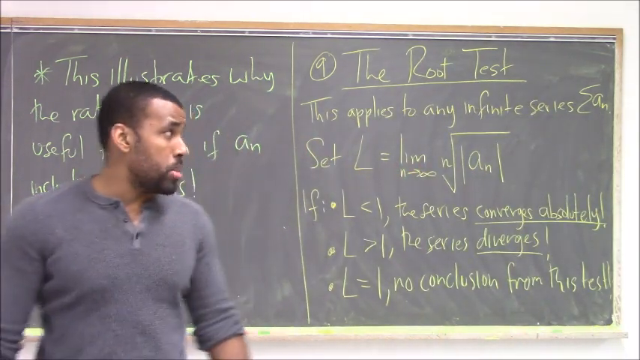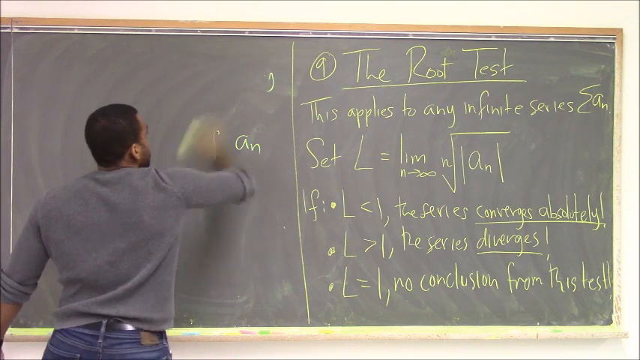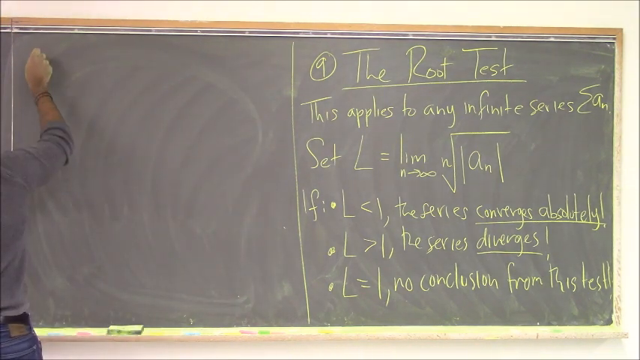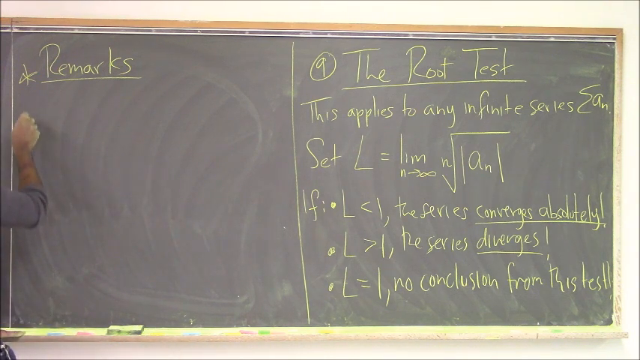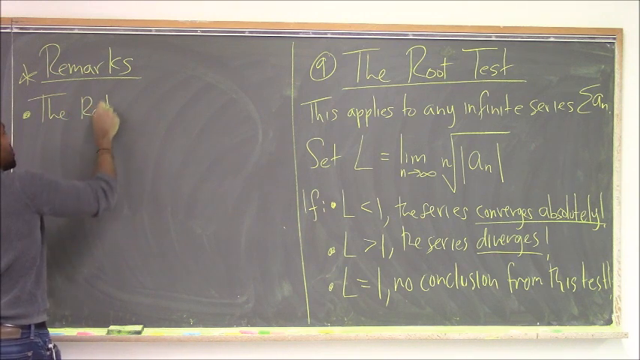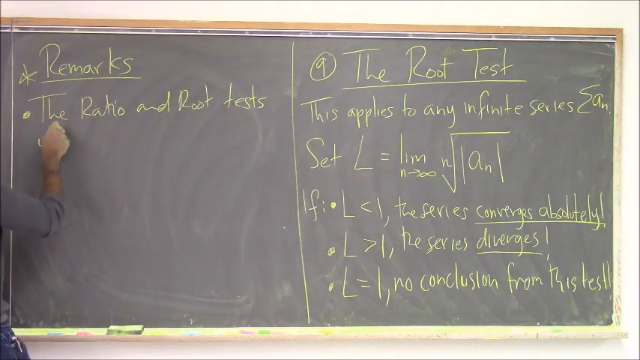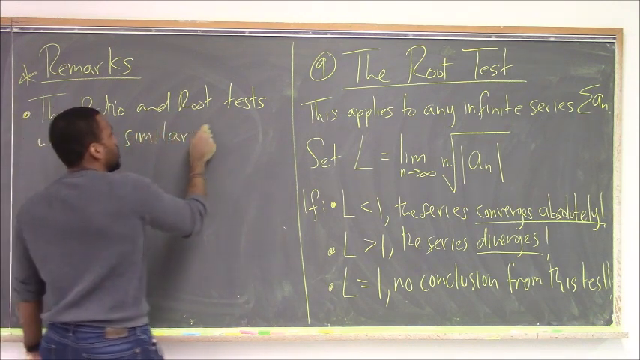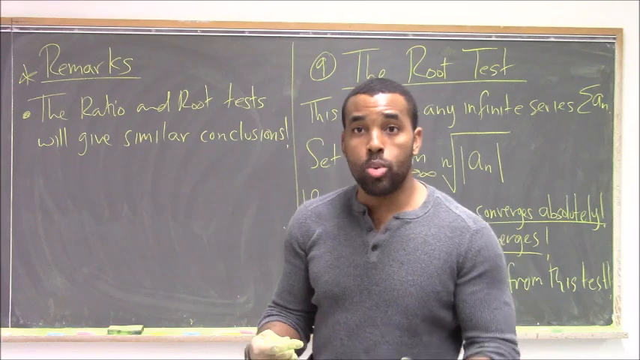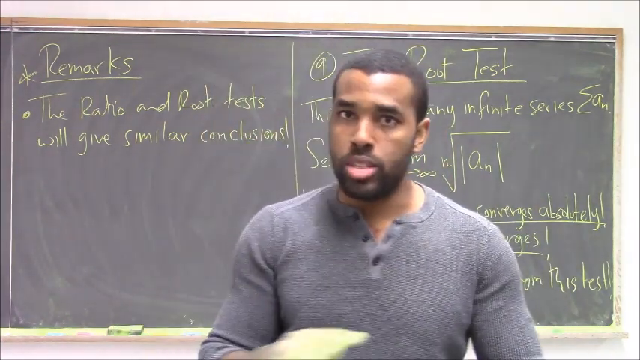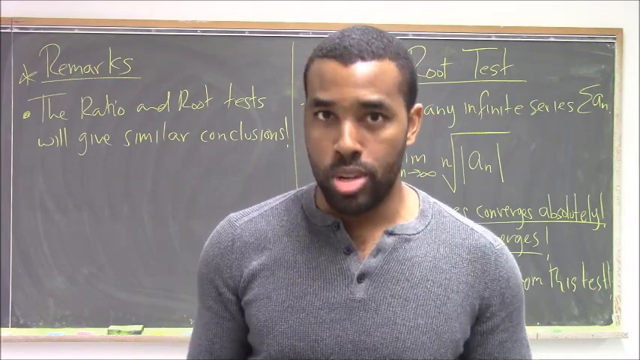There are some important remarks to make here about the root test before I leave you with that example. And I'll also be making remarks about the ratio test at the same time. One: ratio and root test will give similar conclusions. What do I mean by that? Let's say you did a ratio test and you ended up with the limit equals 1, right? Which means that according to the ratio test, it's inconclusive. You can't use the ratio test to do anything. If you were to try the root test on that same series, it turns out that the root test would also give you a limit of 1.